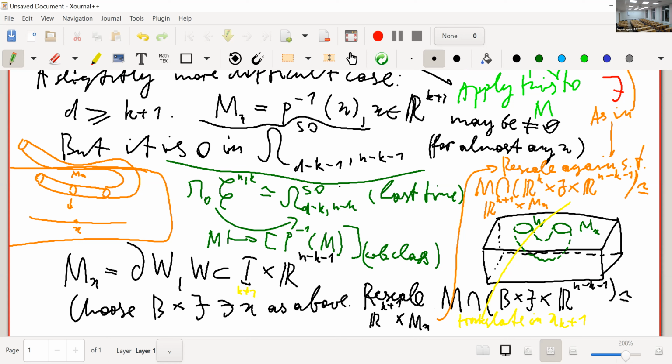Okay, so I want to get rid of this R^{k+1} cross Mx. In this picture, Mx is shown on the board, and R^{k+1} is the vertical direction.